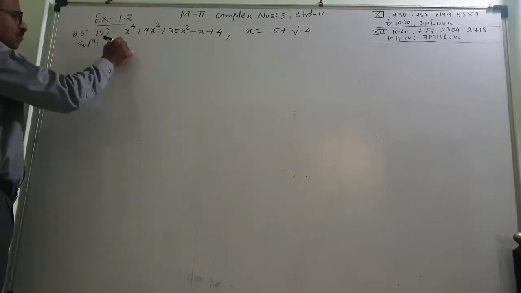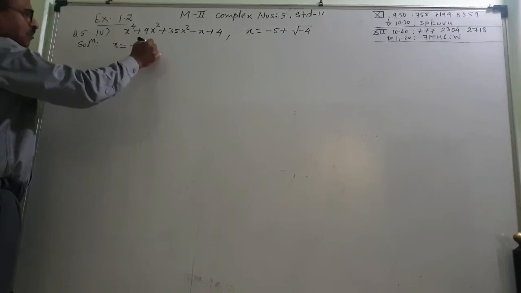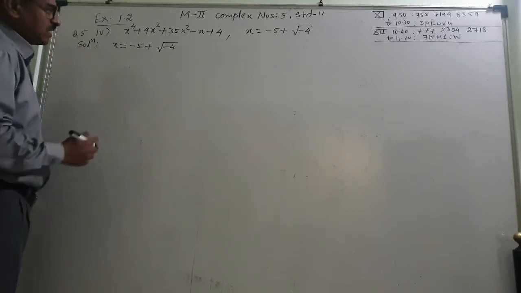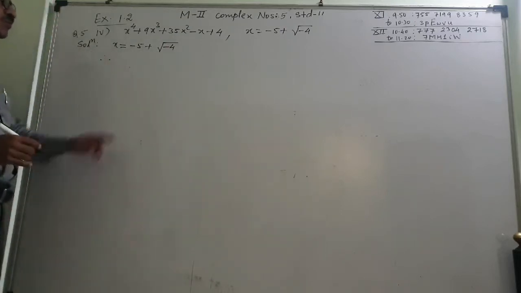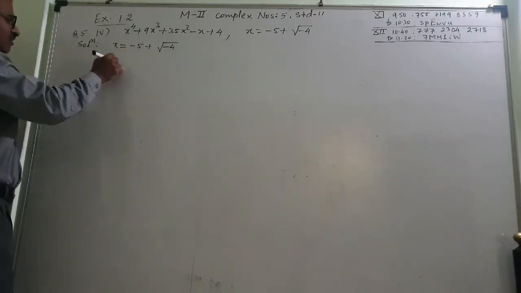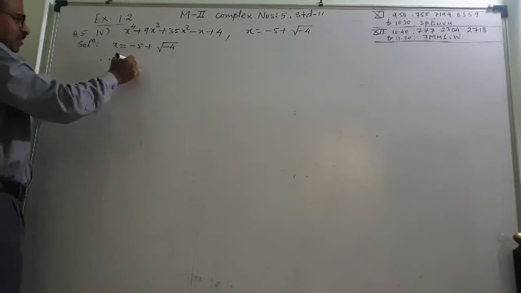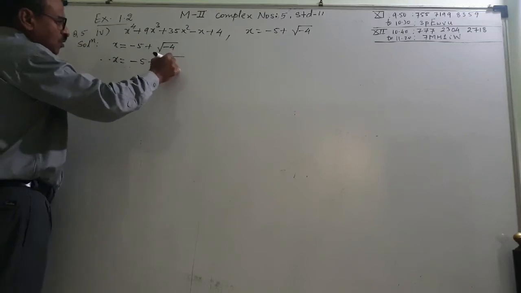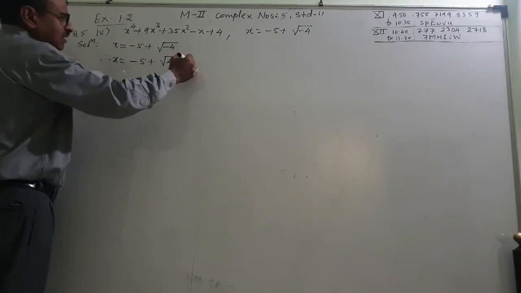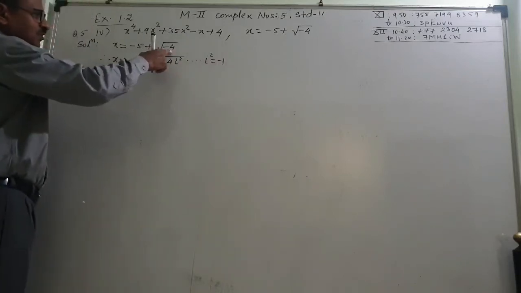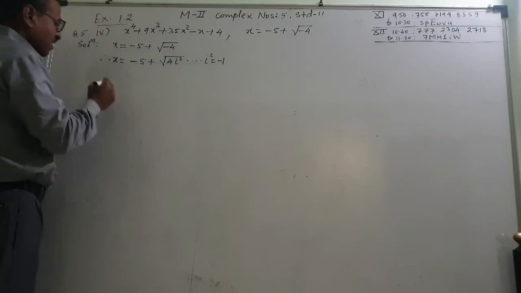x is equal to minus 5 plus root of minus 4. This is given. Therefore, root of minus 4 is not possible because there is no root for negative numbers. Therefore, what I will do is, this is the imaginary number. So, minus 5 plus, I will write 4i square. Why? Because i square is nothing but minus 1. Here it is minus 1 into 4, and that minus 1 means i square.